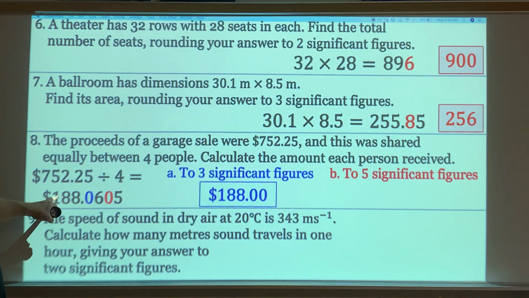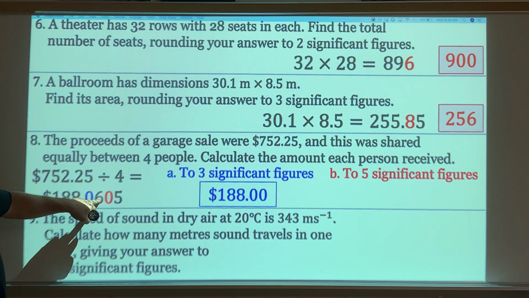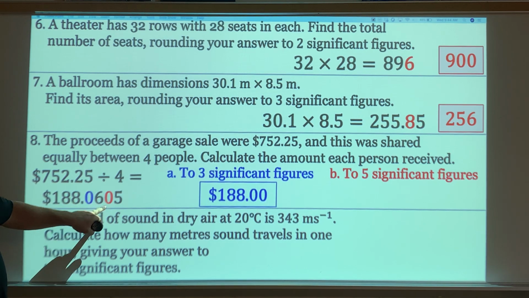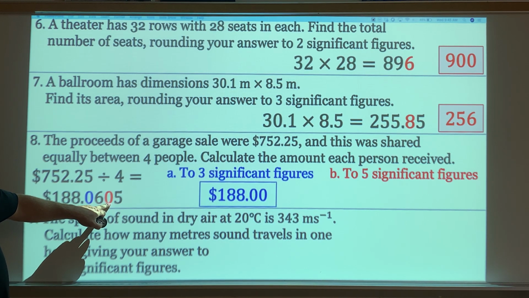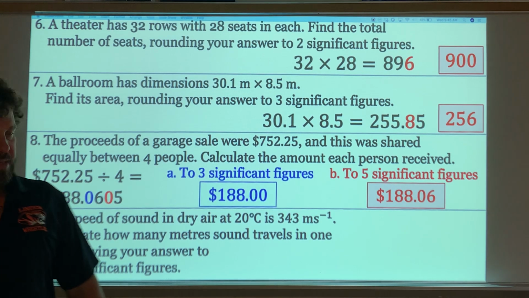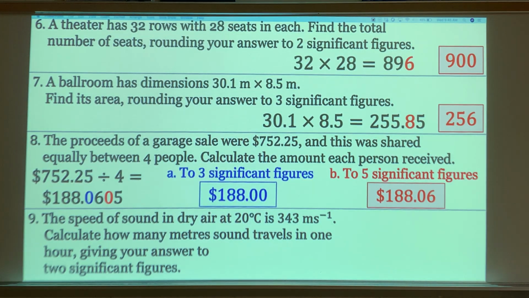And for 5 significant figures, 1, 2, 3, 4, 5, you're going to end up in the penny place. So you use the number after the penny, which is also a 0, less than 5, so we keep the 6, $188.06. That's it. Good?